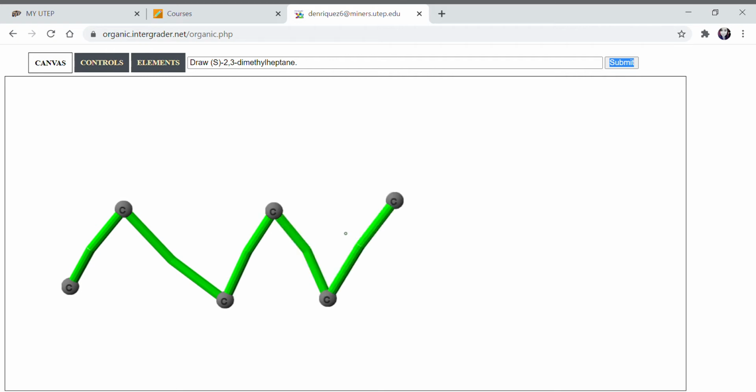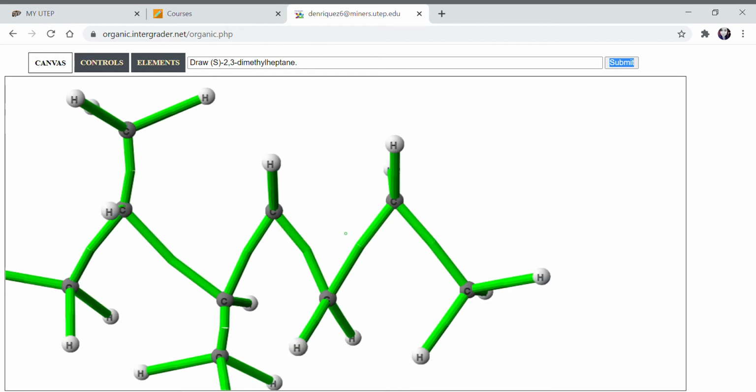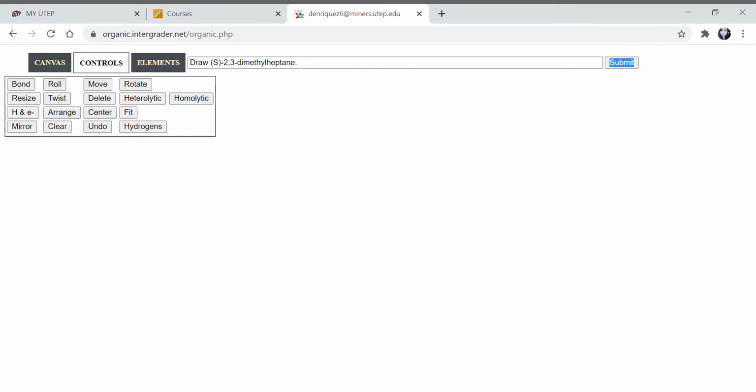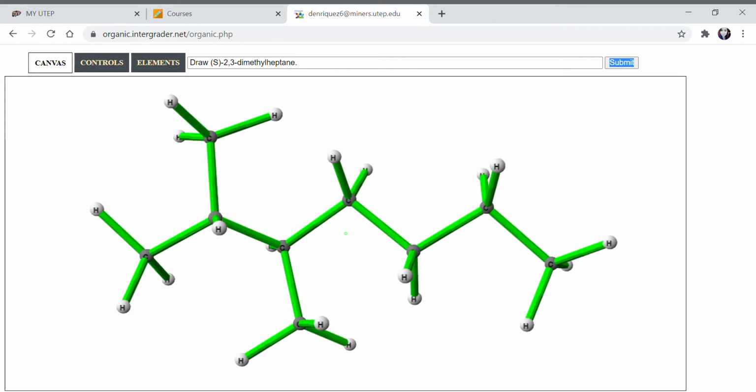Okay, so we're going to begin by drawing heptane. 1, 2, 3, 4. Put a methyl on the 2 position, methyl on the 3 position, add some hydrogens, hit arrange, hit fit, hit roll.